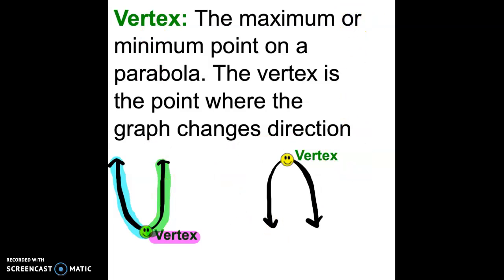Which means, if we look at our example over here on the right, we have a parabola that opens downward. Here the vertex is going to be the maximum point. So let's look. We have our parabola. We're going up, increasing, increasing, boom, we hit the vertex, and now we're changing direction. We're not increasing anymore, we're going down. We're decreasing, decreasing, decreasing. So that is the definition of a vertex.